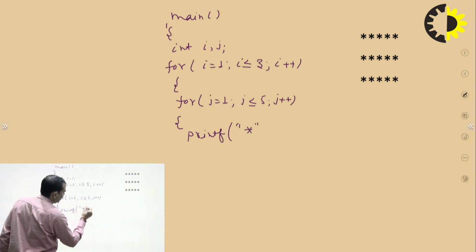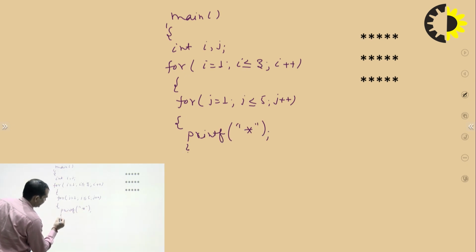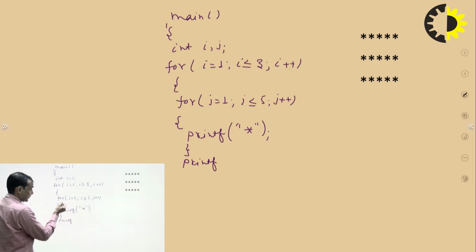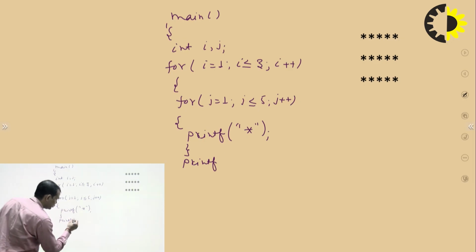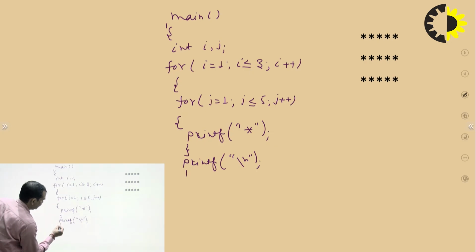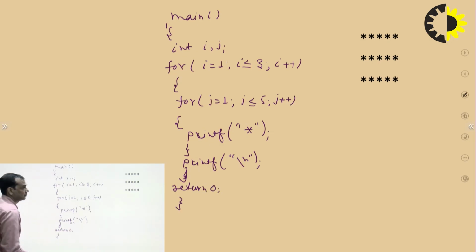What we want to print? Star. And after this, for the next line, outside the inner for loop we use backslash n. This is the for loop, and here we use return 0. Okay, this is the code.